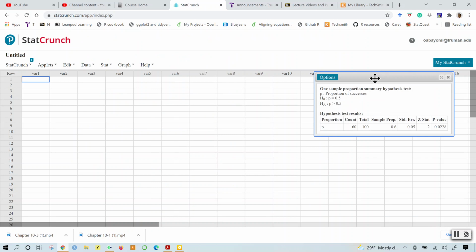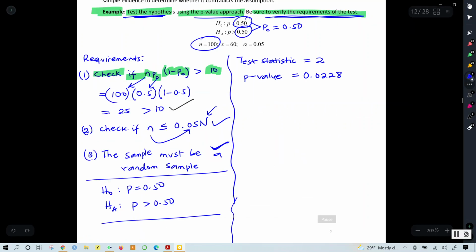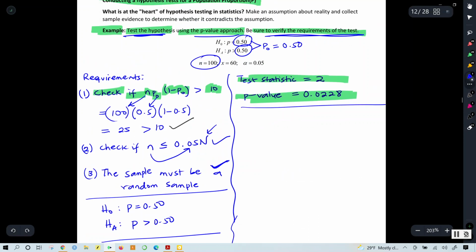And from here, let's see. So I am going to increase this. I have my test statistic, which is 2, and I also have my p-value. So I'll take that to my working board. I have the test statistic of 2 and a p-value of 0.0228. Now, the question tells me to use the p-value approach, and I'm given alpha to be 0.05.